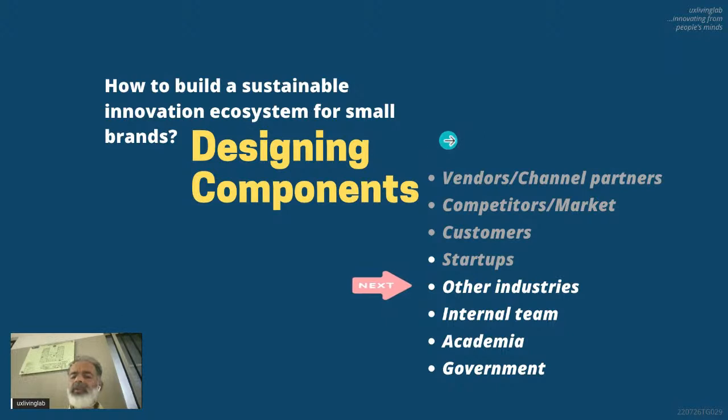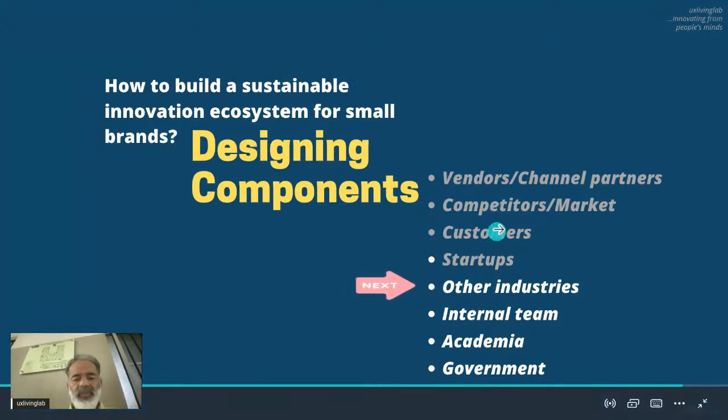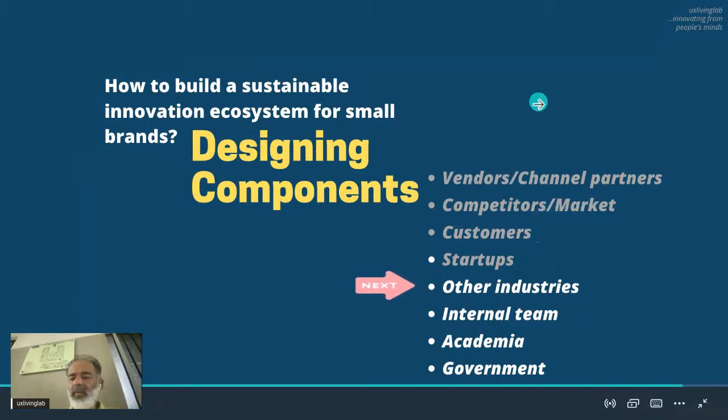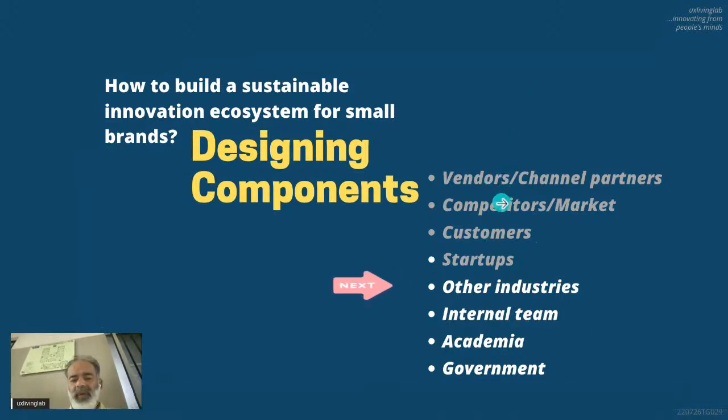What is an ecosystem and what are the components of the ecosystem? An ecosystem is the entire thing connected to that innovation, connected to your business, that we can define as an ecosystem. And we are talking about small brands in the ecosystem. These are the components of the ecosystem we propose: channel partners, competitors, customers, startups, other industries, internal team, academia, and government. We will be discussing them one by one. Next week we'll come with other industries.